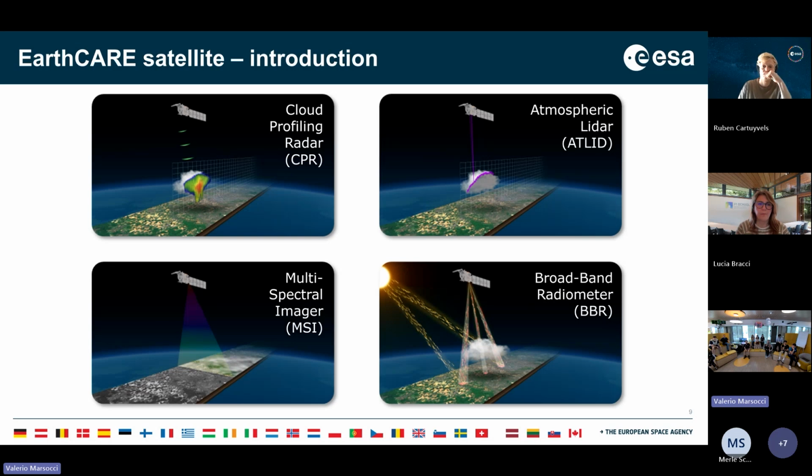And then the fourth one is the broadband radiometer, which measures radiation, which I have not been using so far in the study, but just to give you all instruments here. So I'm using the first 3 of these instruments on EarthCARE.